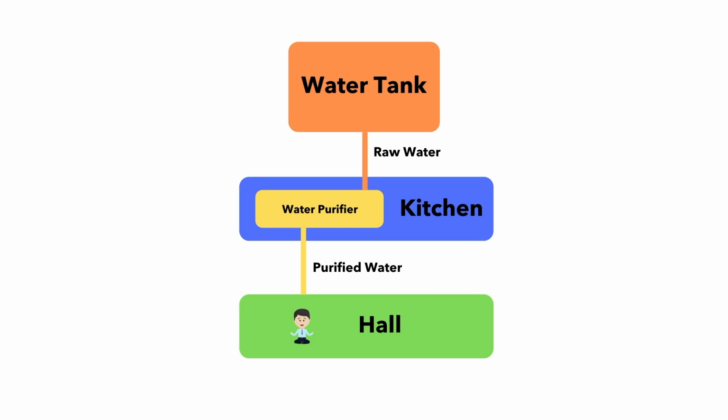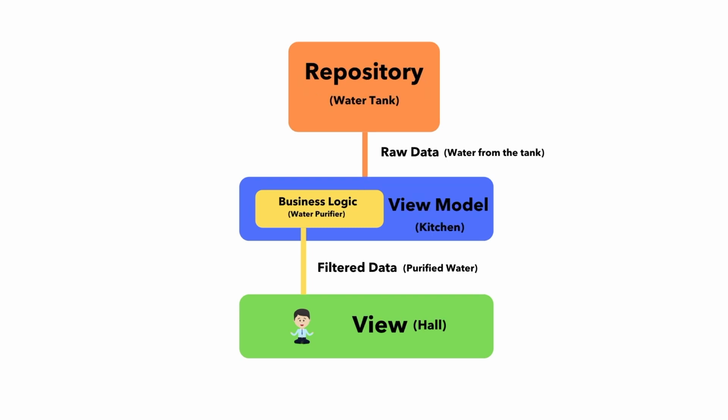In this case, our water tank is the repository and the water in it is the data. We get the data from the water tank, which is our repository, to the kitchen, which is the view model. In that kitchen there is a water purifier which purifies that water. That water purifier is the business logic. We put the raw data in the business logic and get the resultant or required data, and then that resultant data is given to the UI, to the user. I think you will understand better with this example.